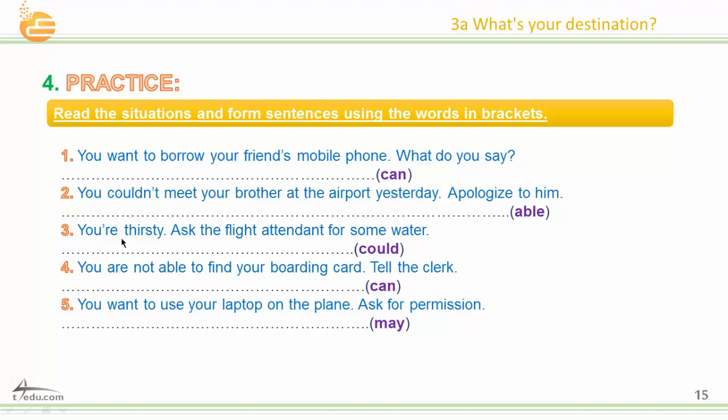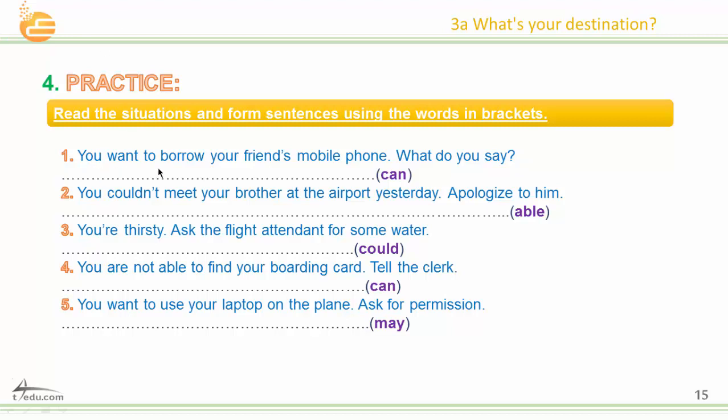Number 3. You are thirsty. Ask the flight attendant for some water. Do you remember the flight attendant? Number 4. You are not able to find your boarding card. Tell the clerk. Number 5. You want to use your laptop on the plane. Ask for permission. Now let's check your answers.